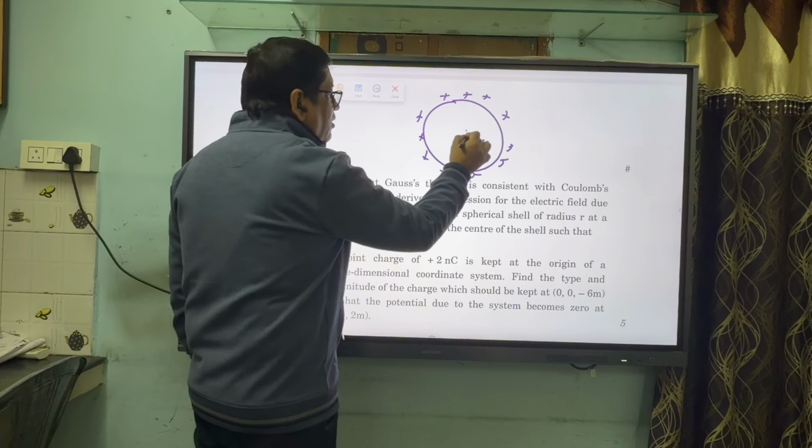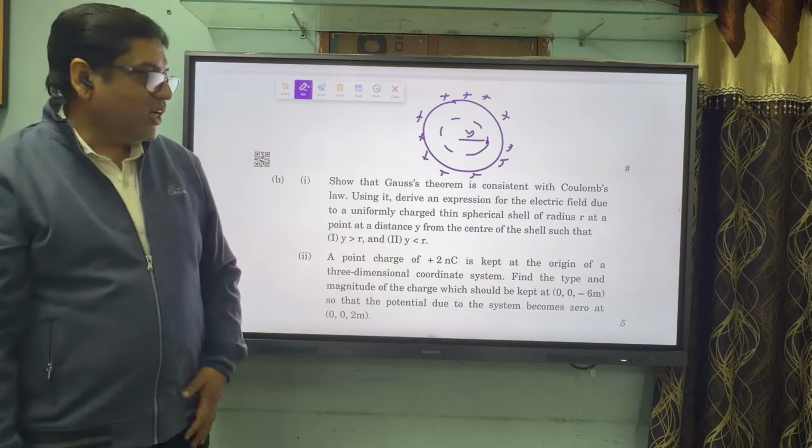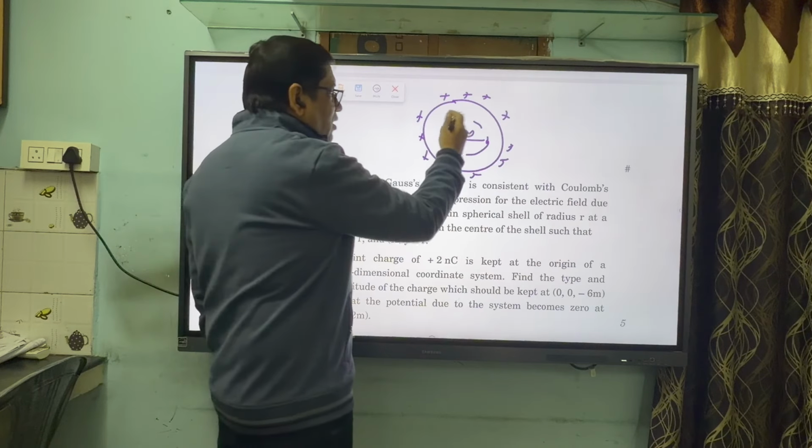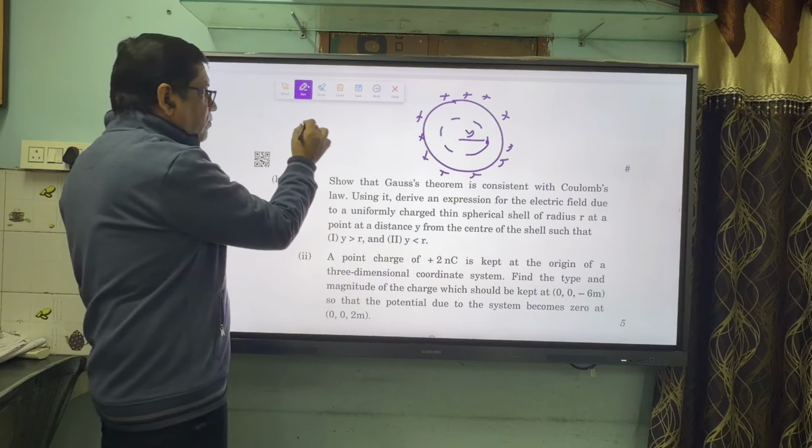The point is inside, and this is y. We take a Gaussian sphere, and we know that there is no charge enclosed, because all the charge is outside. There is no charge inside this Gaussian sphere at all. So then we apply Gauss theorem.